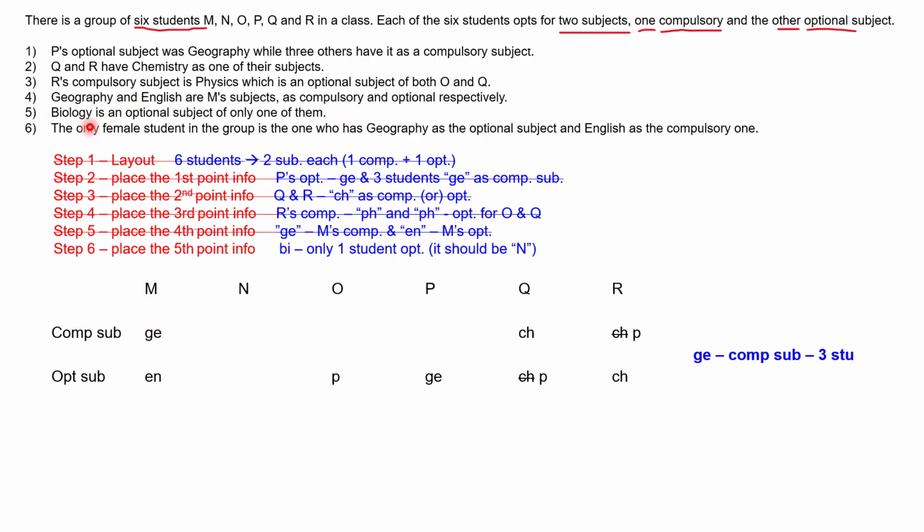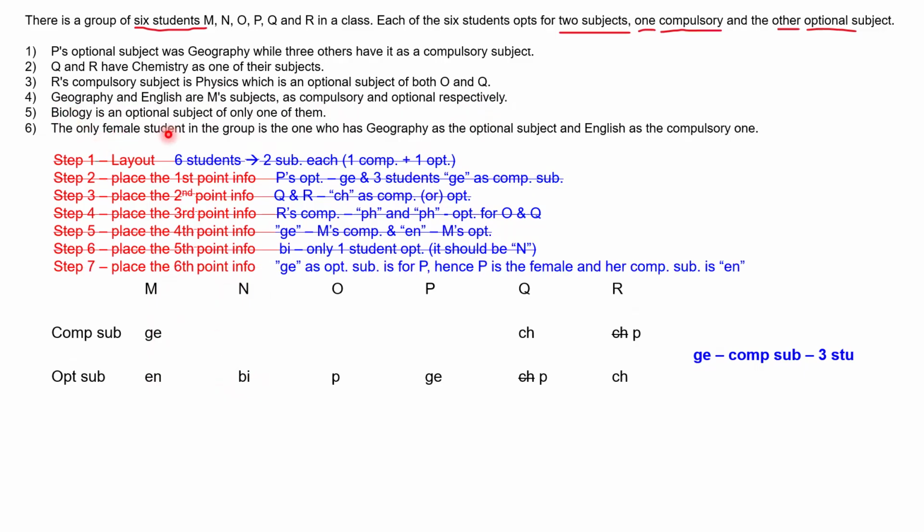And in the fifth pointer, it is given that biology is an optional subject of only one of them. So out of all the six students, only one student will be having biology as an option. The only leftover student here is N. So under N, we'll write biology as optional.